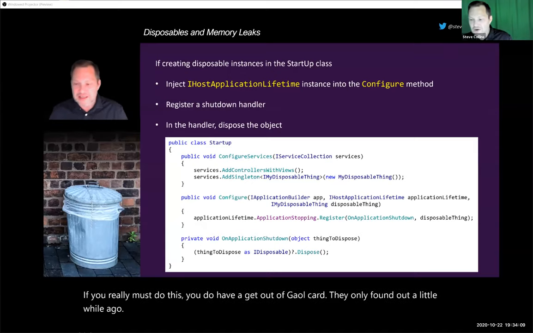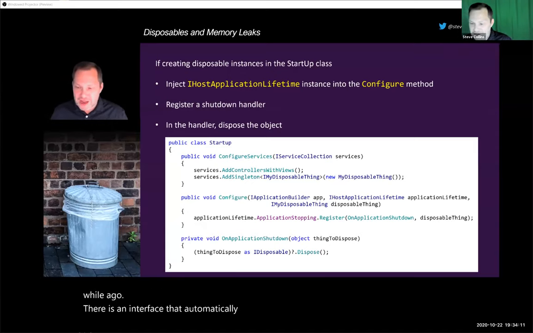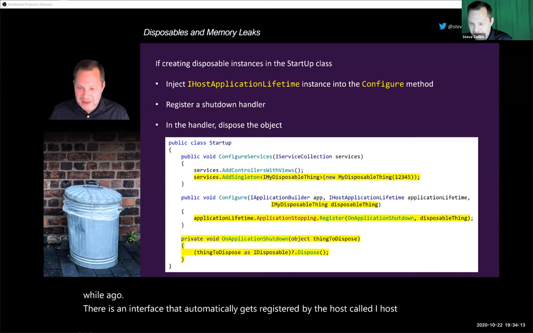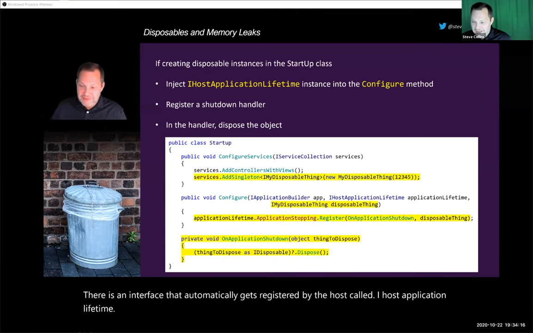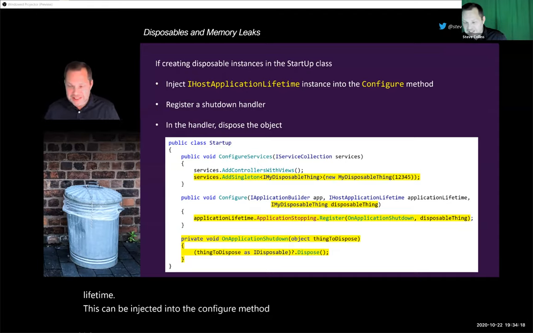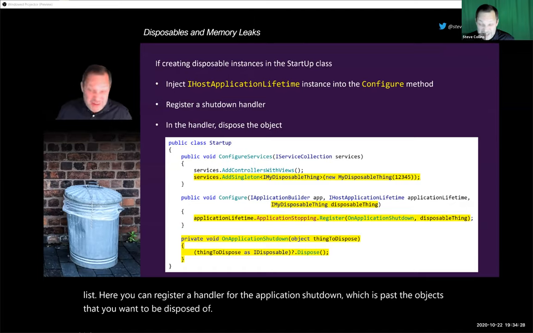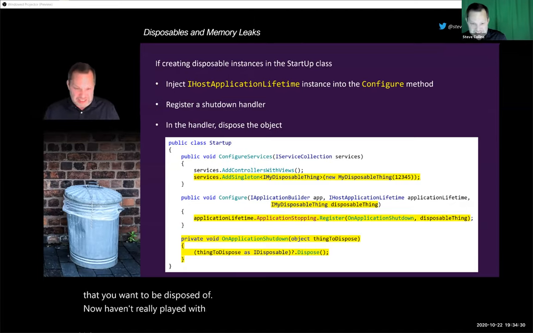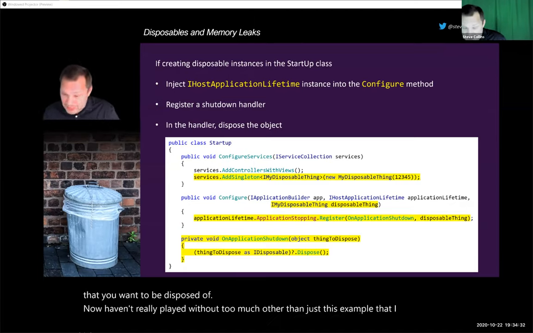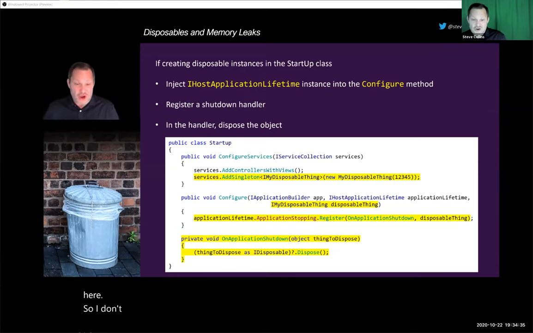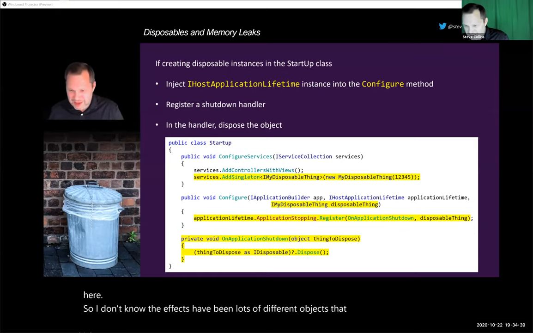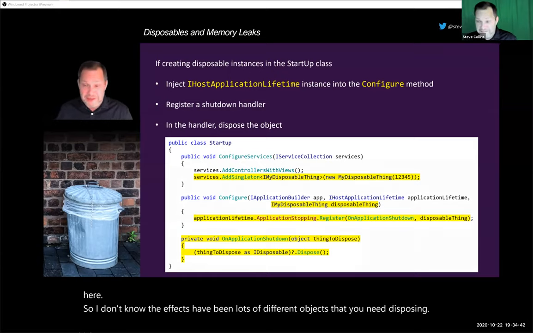There is an interface that automatically gets registered by the host called IHostApplicationLifetime. This can be injected into the Configure method of your startup by adding it to the parameter list. Here you can register a handler for the application shutdown, which is passed the objects that you want to be disposed of. Now, I haven't really played with that too much other than just this example that I knocked up here, so I don't know the effects of having lots of different objects that you need disposing. But it's worth having in your toolkit.